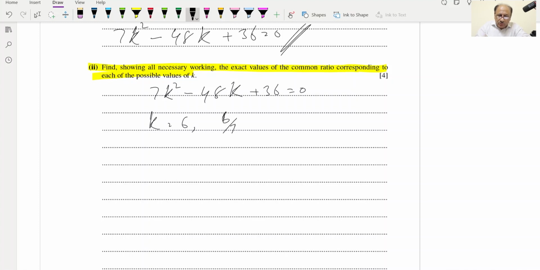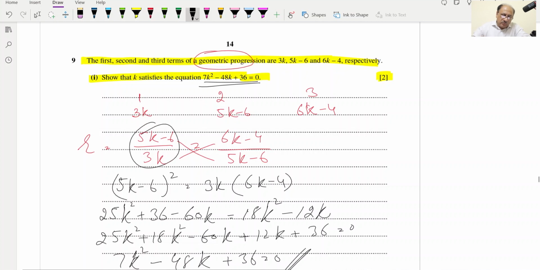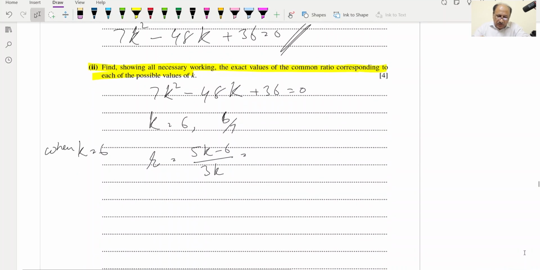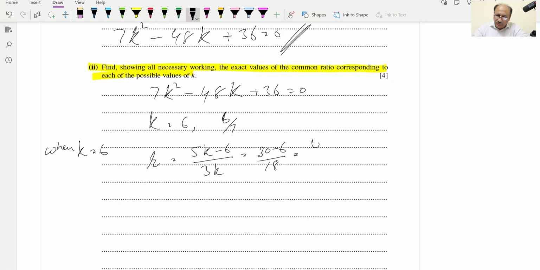We will be using these two values, and when k is equal to 6, our r value will become what? The r value is (5k minus 6) over 3k. This is what we got from here, and we can replace it, and this will be (30 minus 6) over 18. We can find this fraction: 30 minus 6, divided by 18, is equal to 4 by 3.